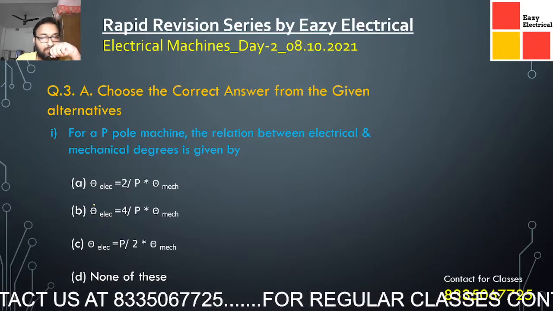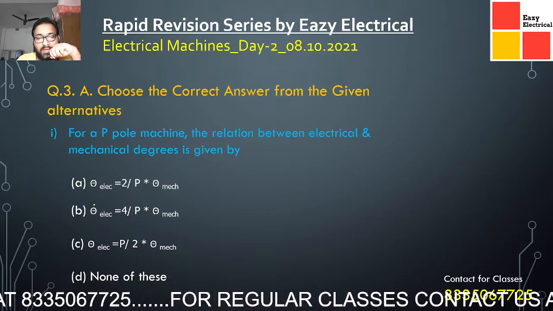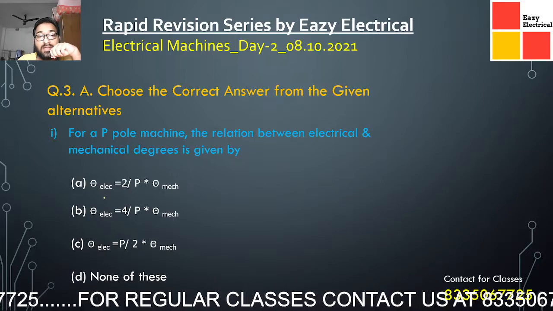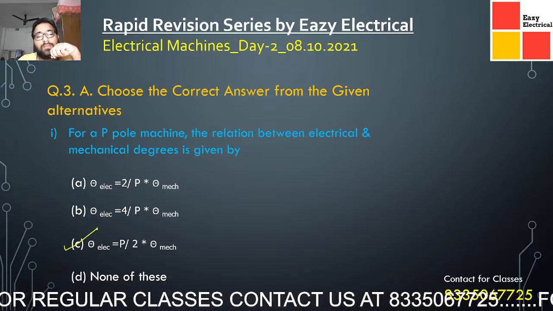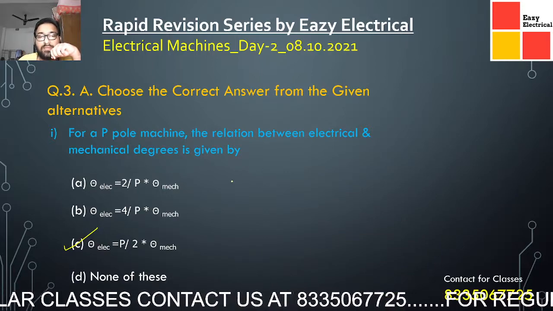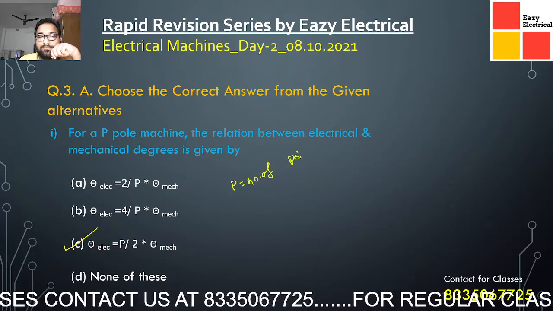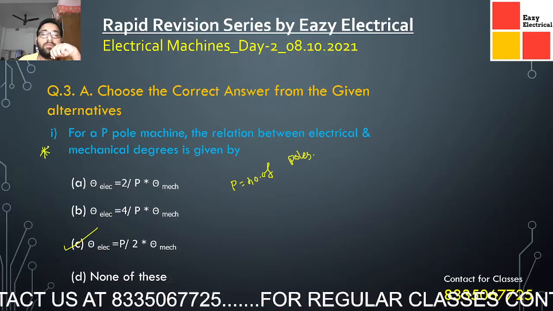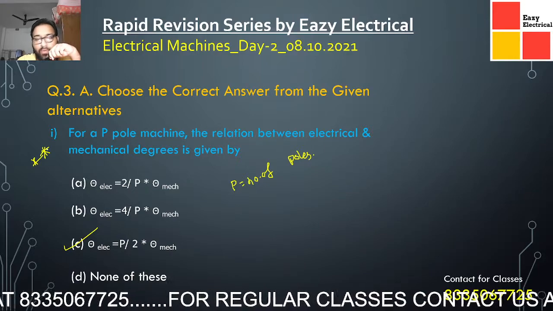Now here I have also mentioned this typical question. These two questions are basically asked in every examination. Now here you can see the relationship between theta electrical and theta mechanical. Theta electrical is equal to P by 2 into theta mechanical, where P is the number of poles. Okay, so this question is very much common for the SSC JE. One or the other examination you will find this question. This is a very popular question.